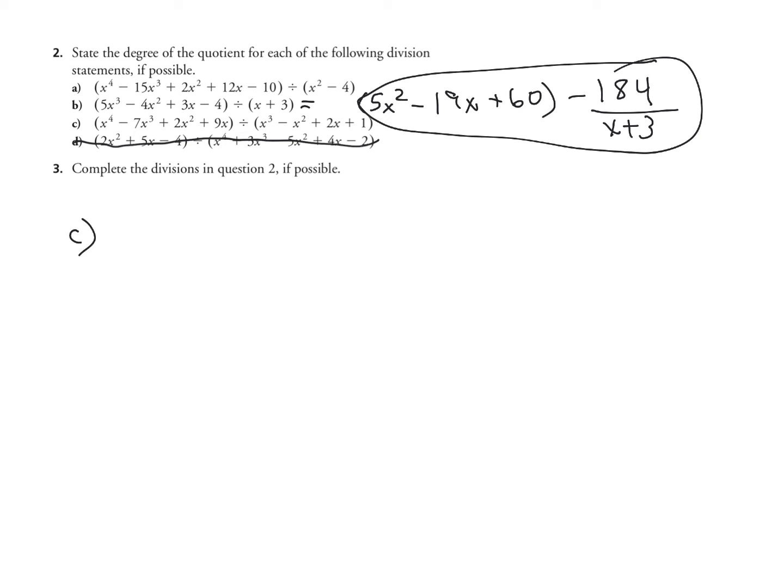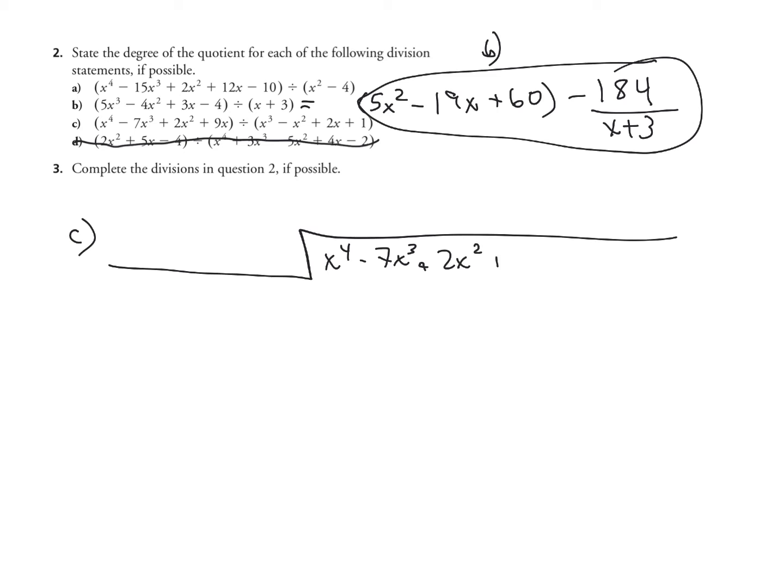All right, part C over here, that was B. Part C, let's go. x to the 4 minus 7x cubed plus 2x squared plus 9x plus 0. Right, you got your 4, your 3, your 2, your 1, your 0. x cubed minus x squared plus 2x plus 1. You got your 3, your 2, your 1, your 0. Okay, we're all lined up and ready to go.